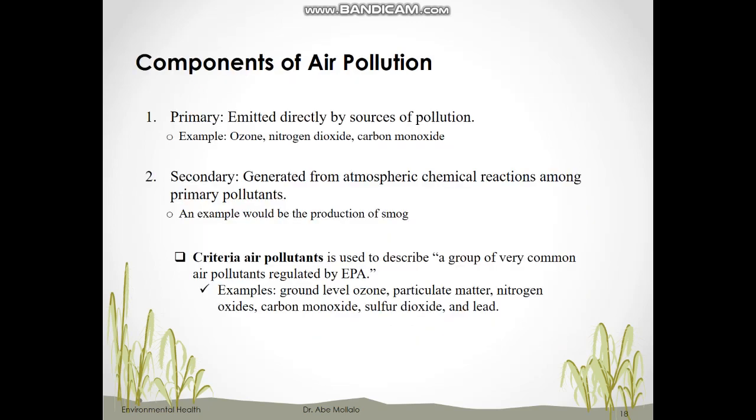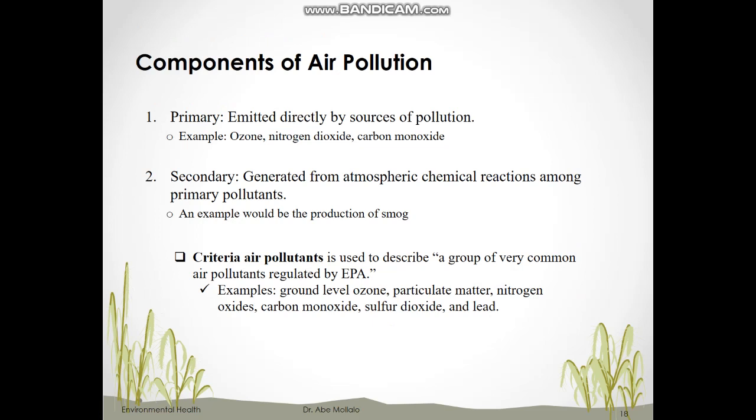The components of air pollution can be divided into 2 categories: primary components and secondary components. Primary components are directly emitted to the environment from the sources of air pollution. Examples are carbon monoxide, ozone, nitrogen dioxide, and sulfur dioxide. And secondary components are generated from chemical reactions among primary components. An example of secondary component is production of smog. We will talk about each component one by one.